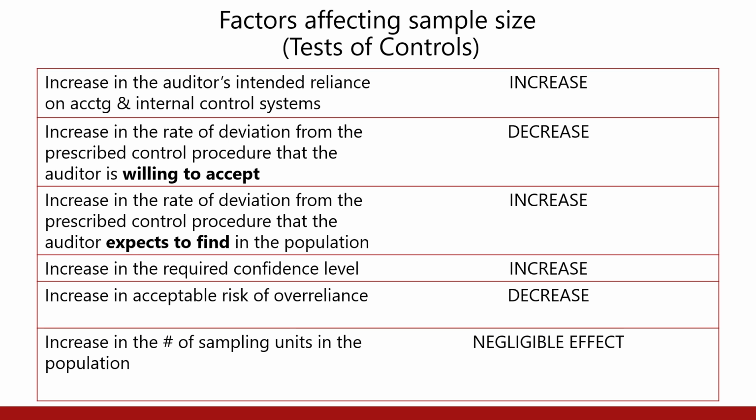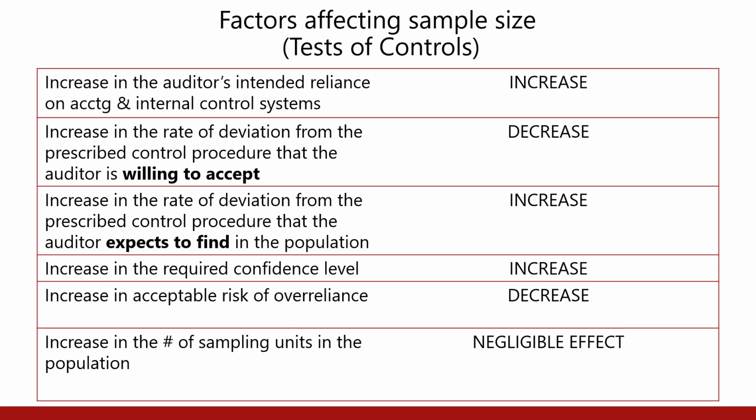On the other hand, if you talk about an increase in the rate of deviation from the prescribed control procedure that the auditor expects to find. So if previously we talked about tolerable deviation rate, now we are talking about expected deviation rate, the deviation that you expect to find in the population. If it is expected, the relationship is direct. The more deviations you expect to be present, the more you would like to test. Okay, and you would notice this one even for substantive testing. If you're talking about tolerable, inverse. If you're talking about expected, then direct.